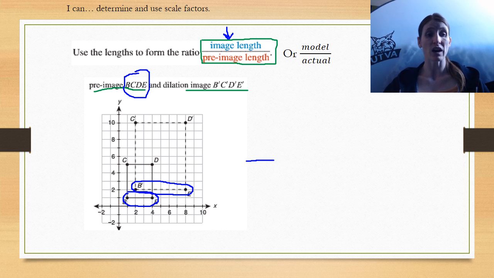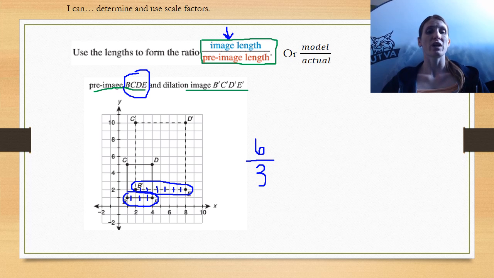And so I'm just going to count how many spaces it is. So I see 1, 2, 3 spaces. So that goes on the bottom. And then on the top, I put the image after it's been dilated. It's kind of hard to see because you have all these tick marks, but there's 1, 2, 3, 4, 5, 6. So that side length is 6.